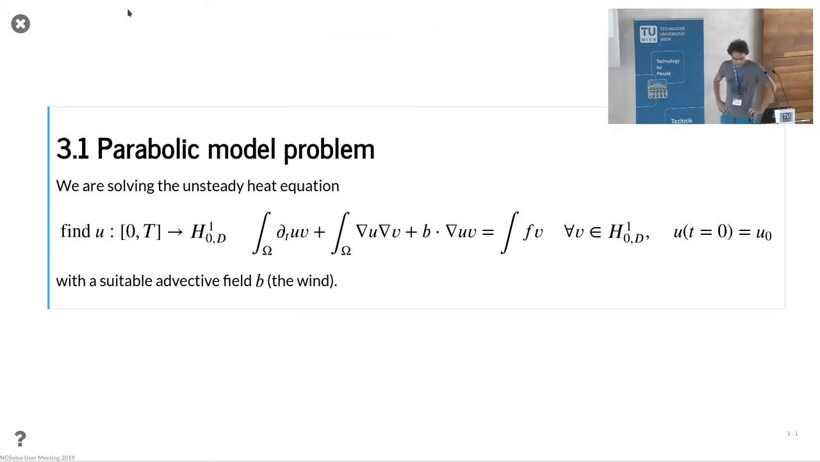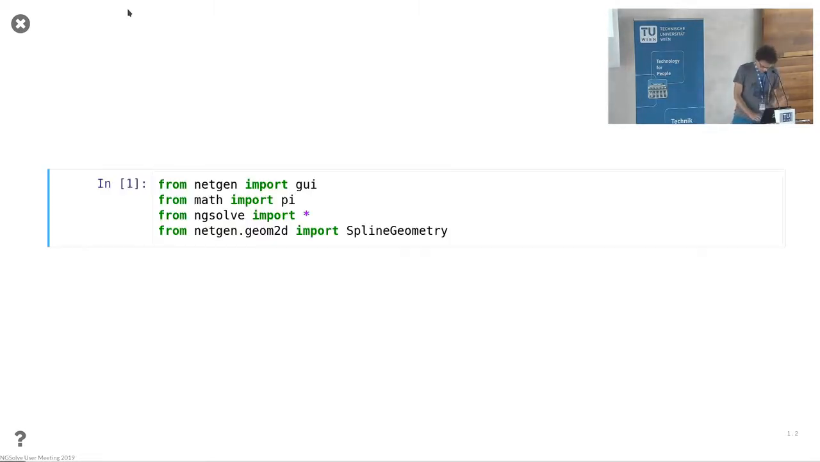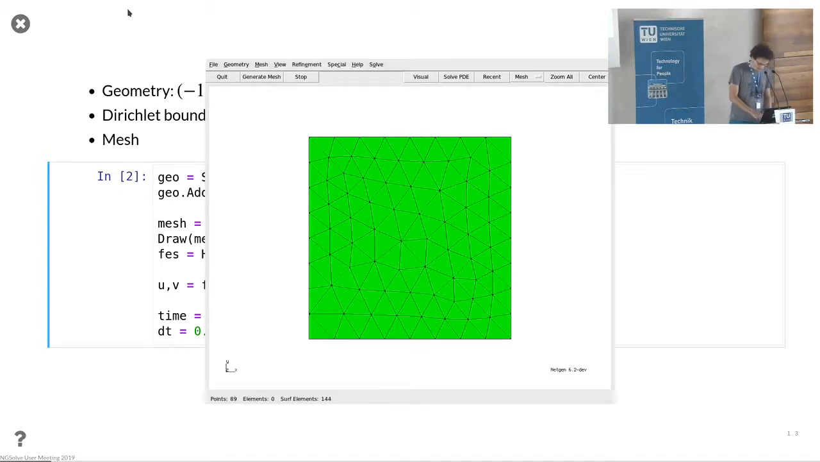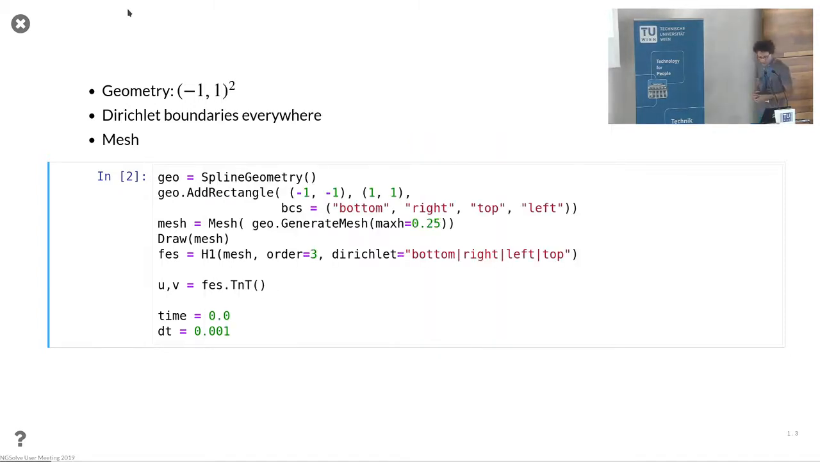So we have the convection-diffusion equation, time-dependent, on the domain omega, and we have a given wind velocity b. Okay, so the usual stuff: loading some libraries, setting up the geometry, the unit square with the labels that you all know: bottom, left, right, top. Nothing fancy about this. And now, after also seeing some bilinear forms and matrices that we're all familiar with, we want to do some time stepping.